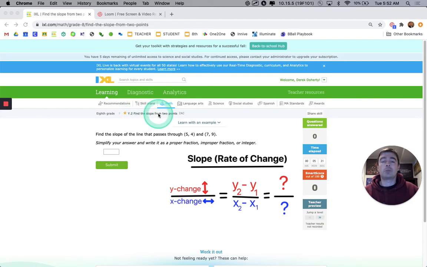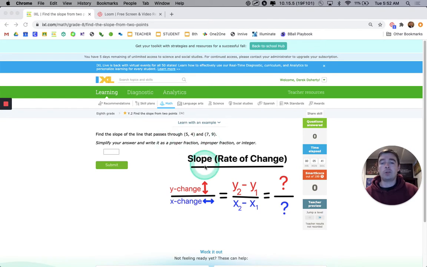Finding the slope from 2 points. In your previous assignment you had a graph for a linear relationship and you needed to use the graph to find the slope. Now the challenge is the graph is removed and they're only giving you the coordinates or the data points for 2 of the points on that line. So we're going to have to find the slope without the aid of a visual graph.